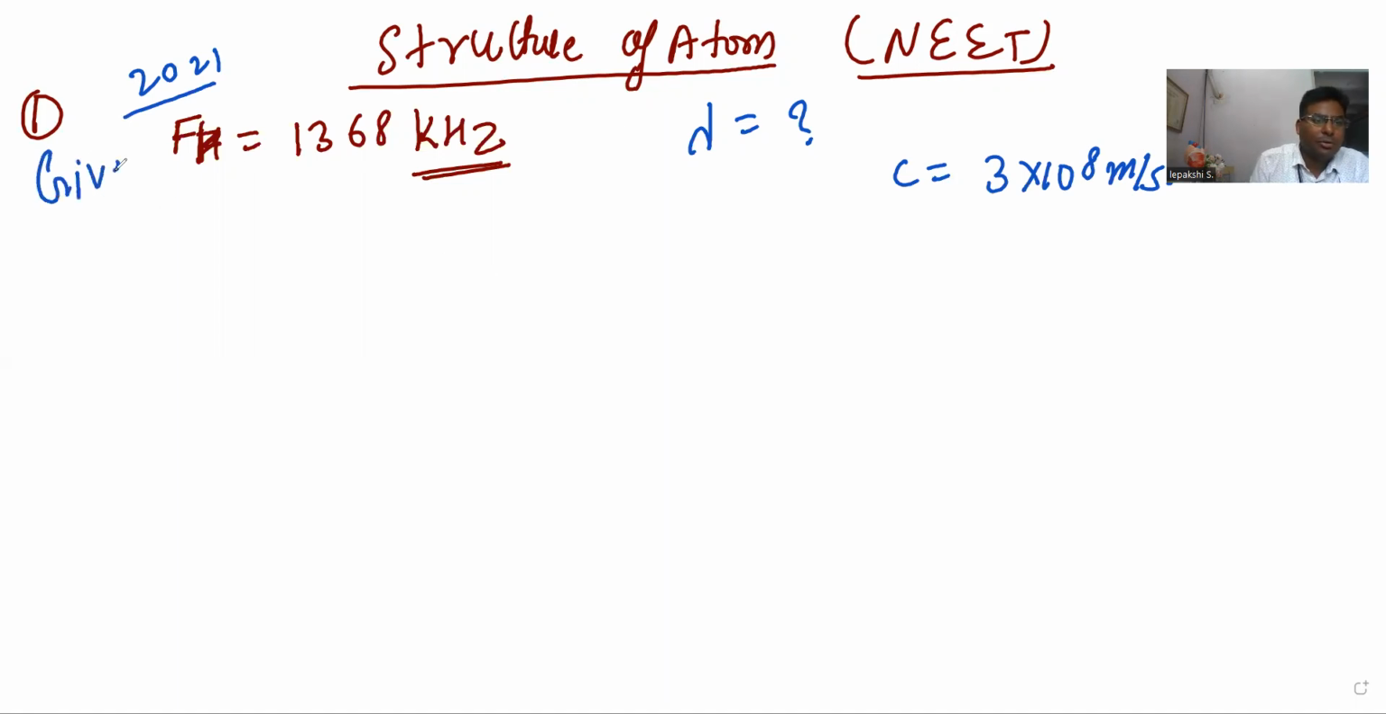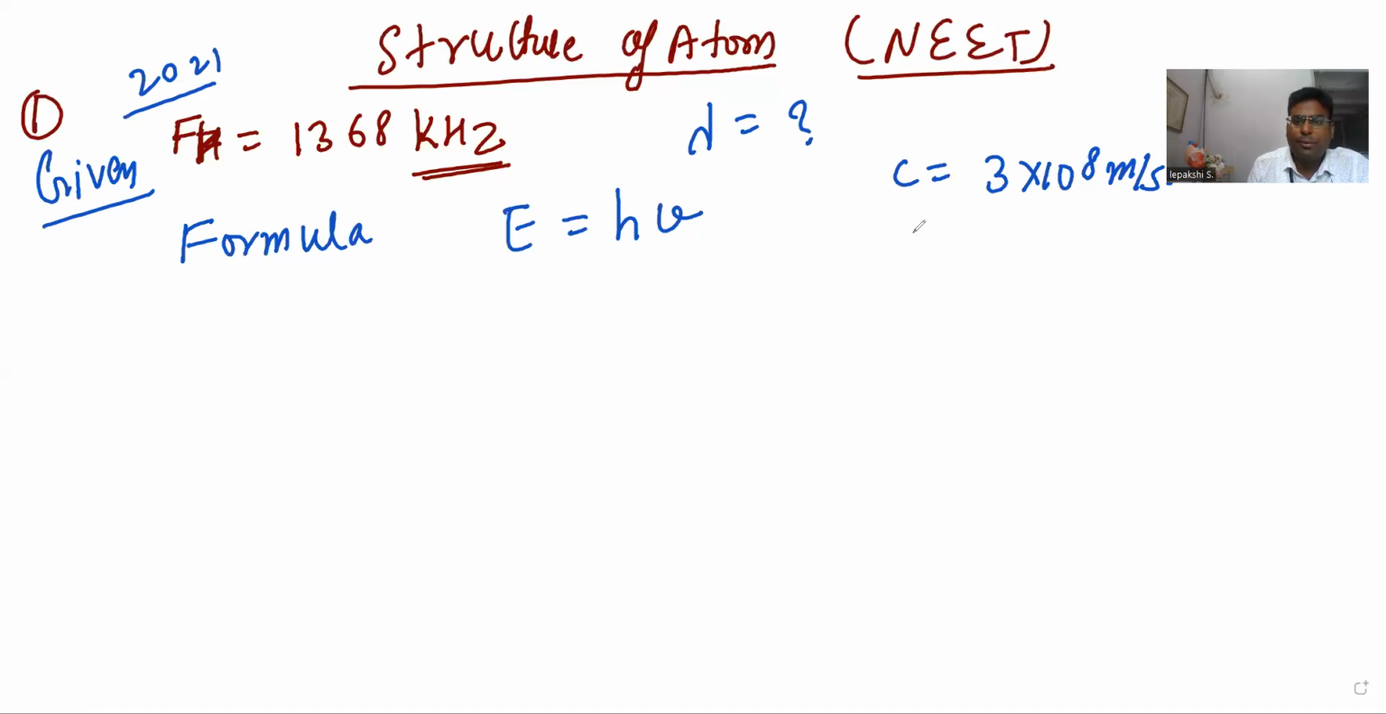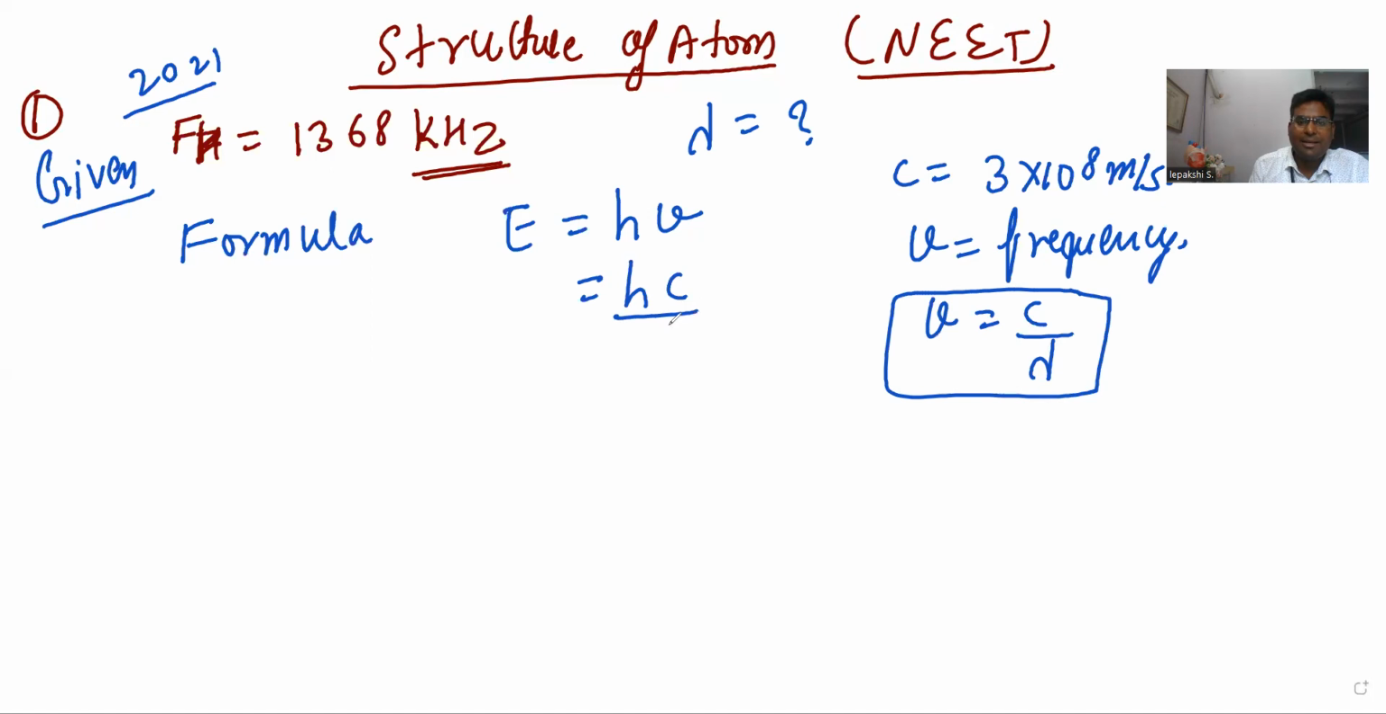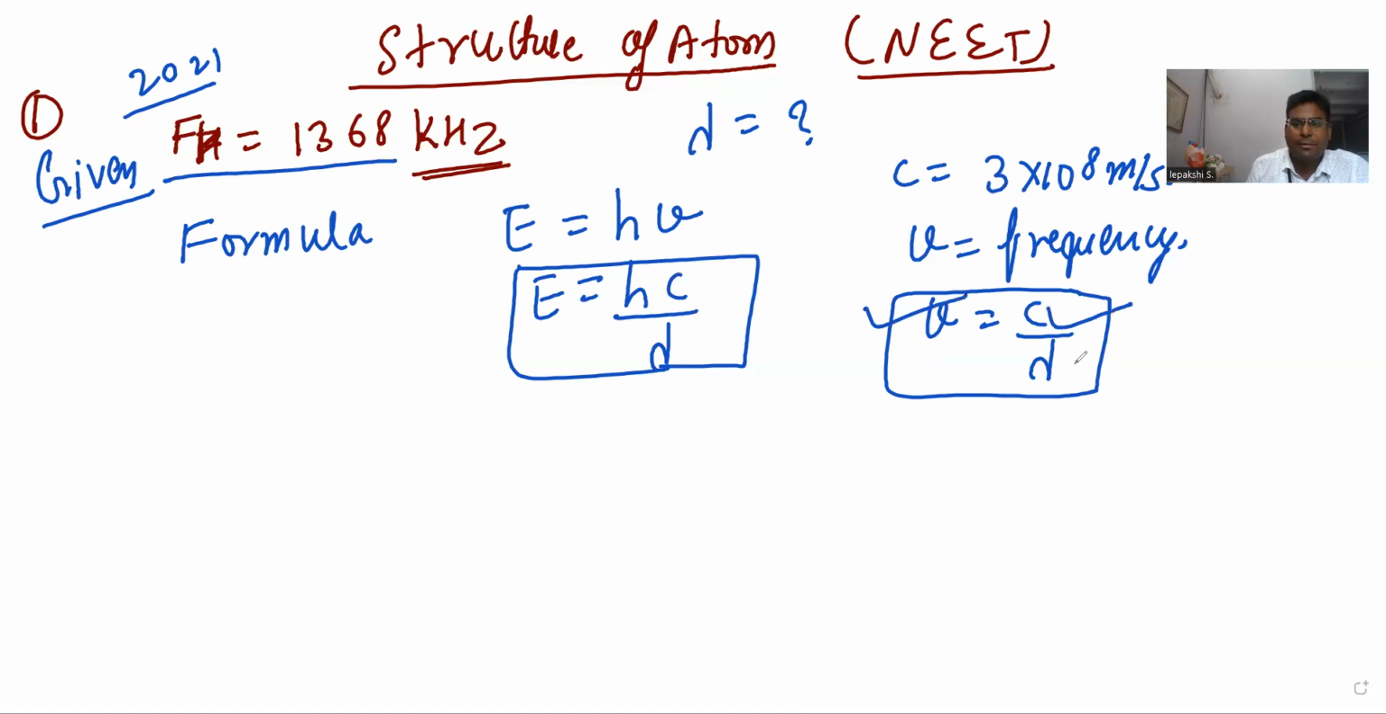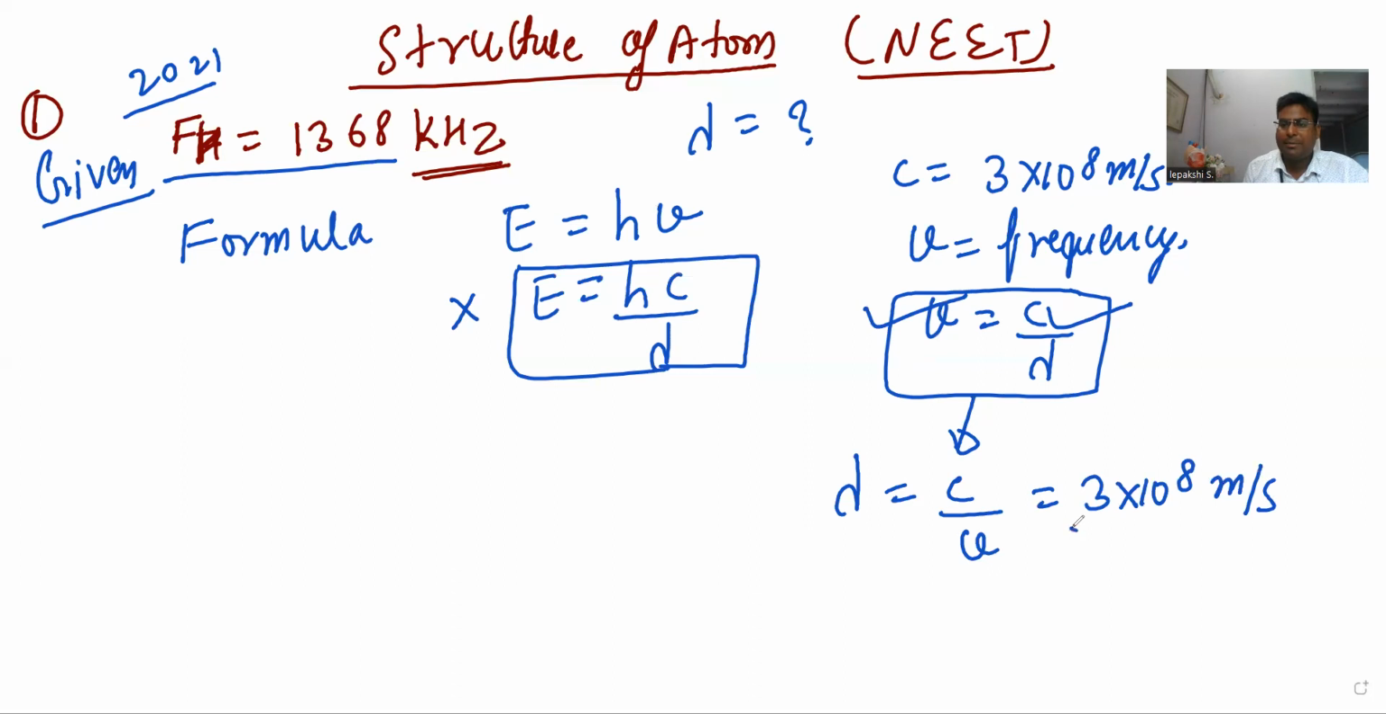The data is given, so we will use the formula. The energy formula is E equal to h mu, where mu here is frequency. As we know, frequency equals C by lambda, so E equals h C by lambda. Now put in the values and you get the lambda. We know the frequency and the speed of light, so we get lambda by using this formula only, with no need to use the energy formula. So lambda is equal to C by mu.